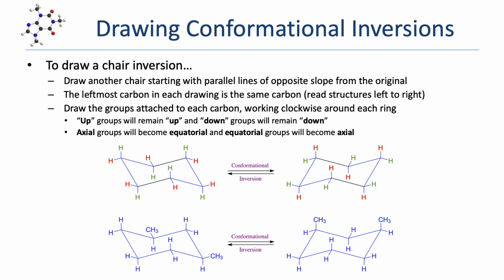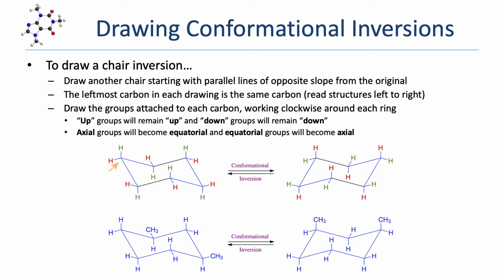And if you think about how this chair inversion occurs, where we take a footrest and push it up, and we take a headrest and push it down, you might be able to see that that's not right. The leftmost carbon on the left conformation is also the leftmost carbon on the right conformation. That, of course, means that the rightmost carbon is also the rightmost carbon on the second drawing as well. So starting from that leftmost carbon in the original drawing, you can see that we have an upward pointing green axial hydrogen.